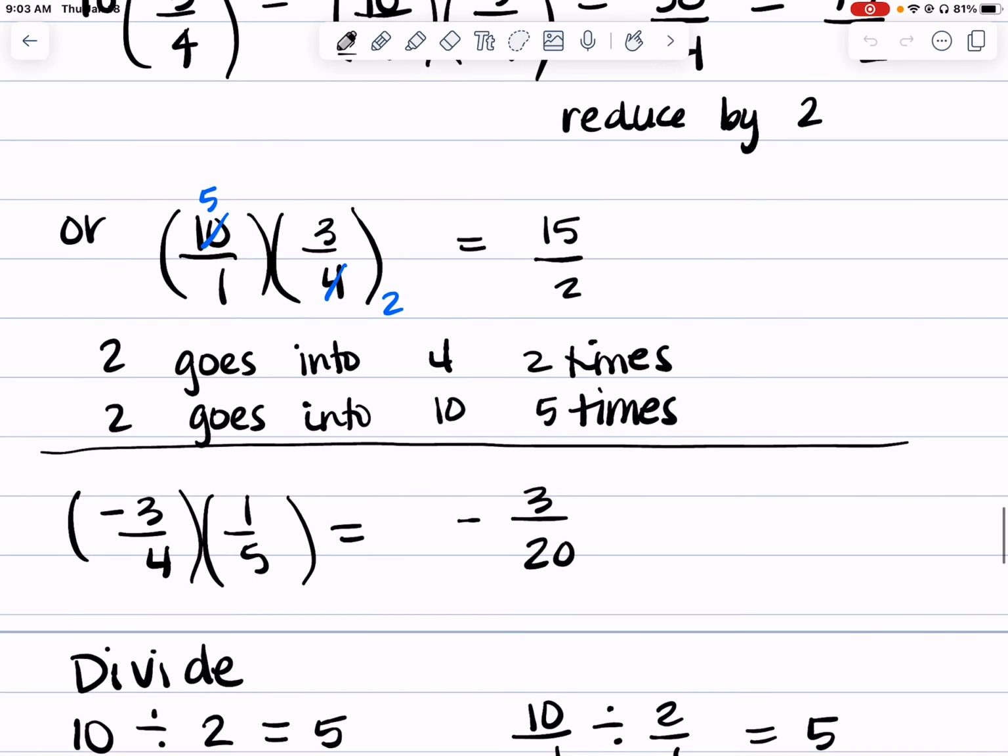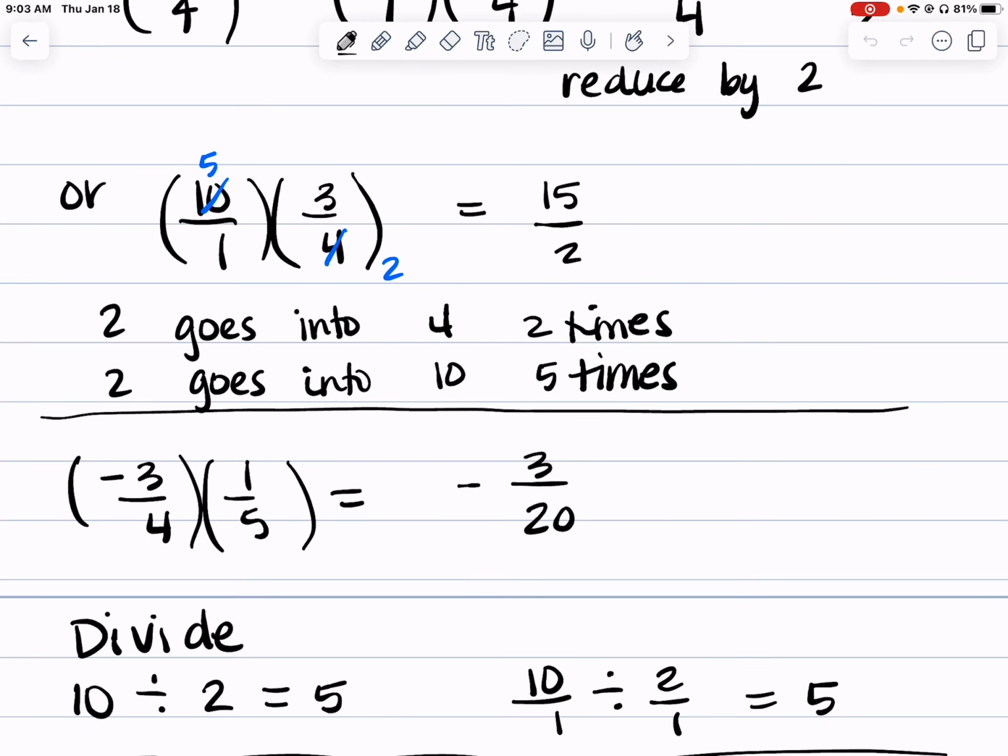We can also use cross multiplication. 10 over 1 times 3 over 4. 2 goes into 4 2 times. 2 goes into 10 5 times. So now multiply 5 times 3, 15. 1 times 2 is 2, and we get the same answer.